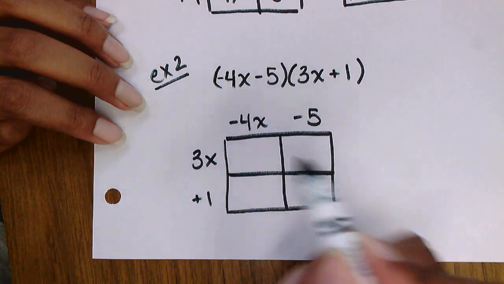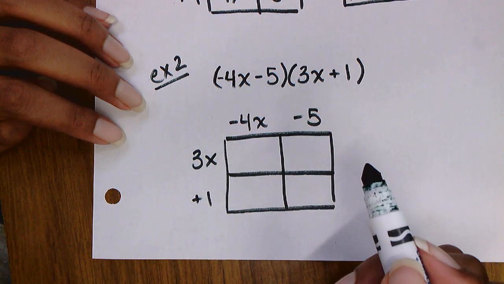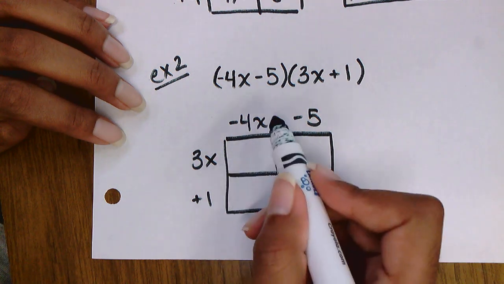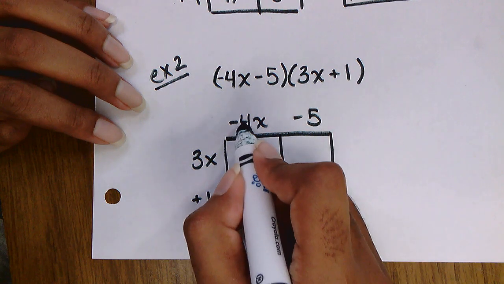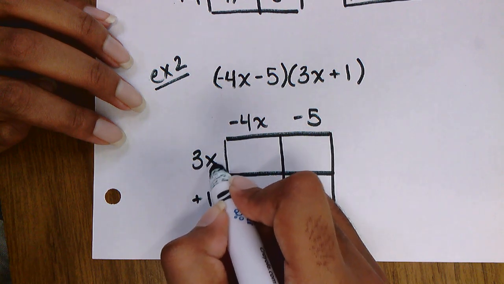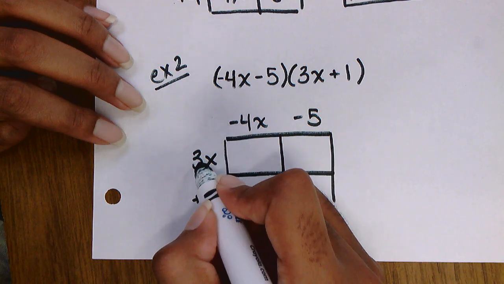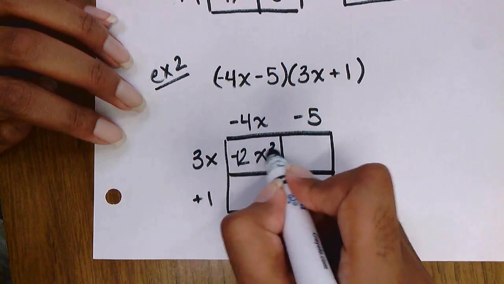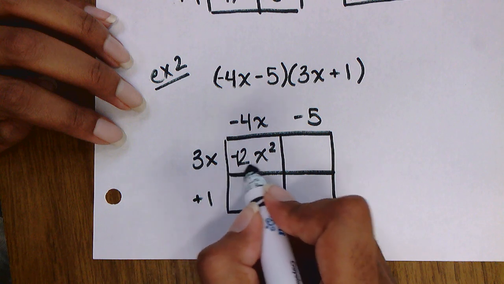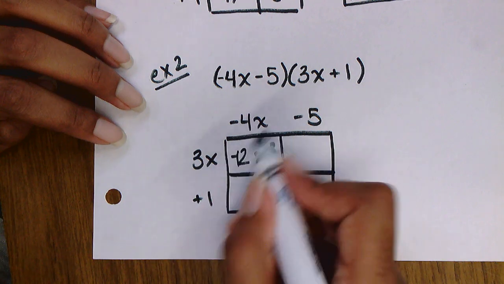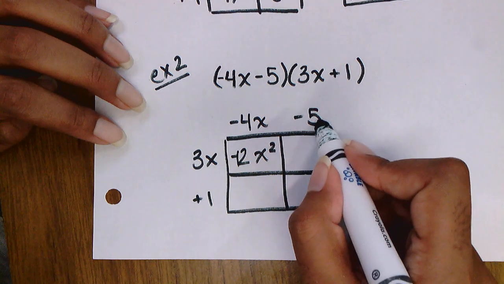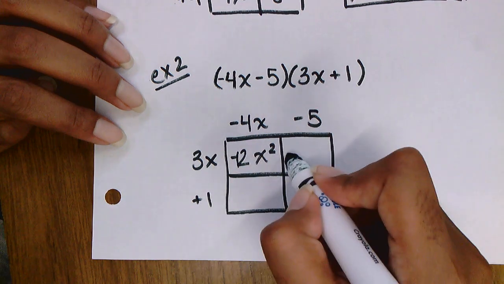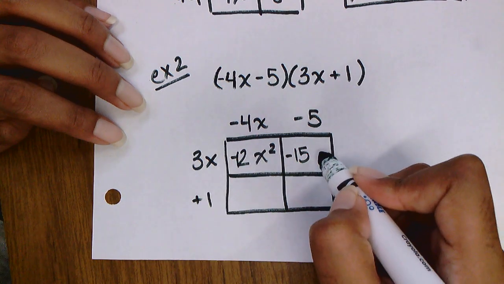So again, here in this box, and remember that when you're multiplying, you have to multiply the number part and the variable part of your term. So negative 4x times positive 3x, our number part, negative 4 times positive 3 will give us negative 12, and then x times x is x squared. Okay, so negative 4x times 3x is negative 12x squared. We have to multiply the numbers and the variables. Over here we have negative 5 times 3x. So we have to multiply our number parts. So negative 5 times 3 is negative 15. A negative times a positive is a negative.